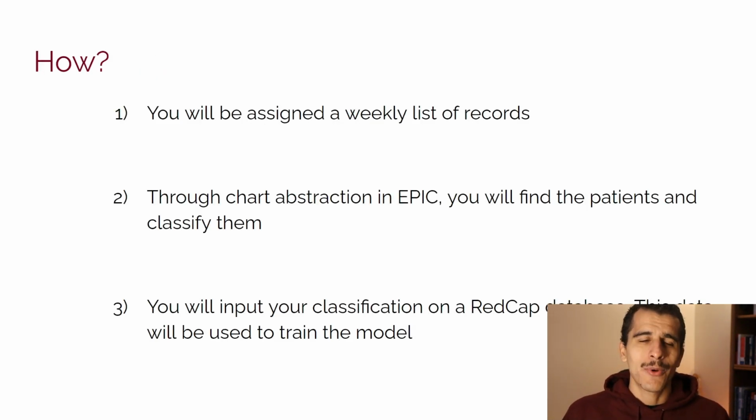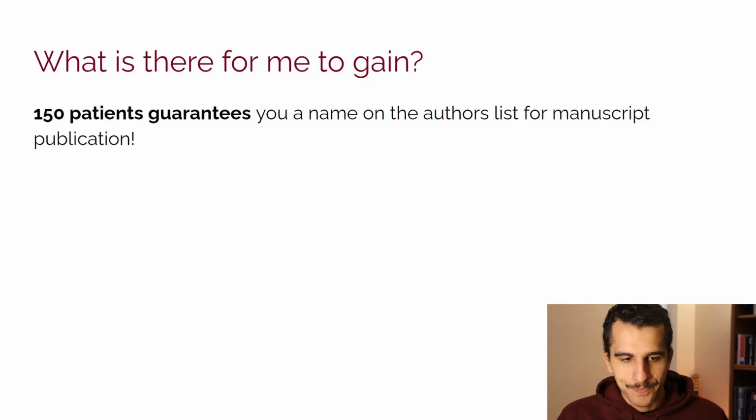And how's that going to run? You're going to be assigned a weekly list of records that you should assign those MRSs for. Those MRNs for. And through a chart abstraction in Epic, you find those patients and classify them. And eventually, you also input that classification into the REDCap database, and this data will be used to train the model. So what is there for you to gain actually from this research?